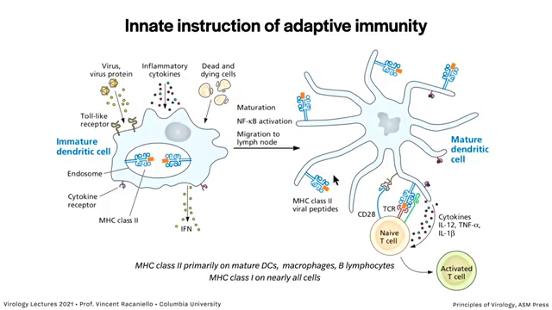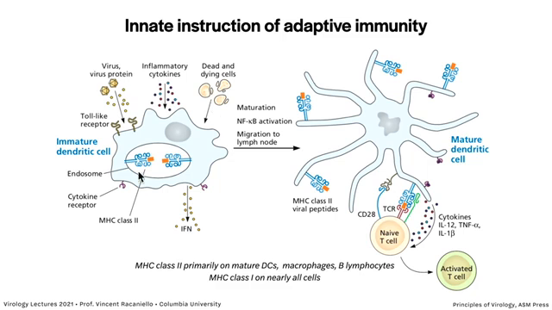So back to the dendritic cell, what I've labeled innate instruction of adaptive immunity. The dendritic cells, of course, patrol all parts of your body, and they are immature until they're activated. And they can be activated in a variety of ways. Toll-like receptors that they have on their surfaces and within endosomes can detect virus proteins, for example. They can pick up cytokines. They have receptors for cytokines, which are produced by the infected cell. They can pick up bits of dead and dying cells, apoptotic bodies, right, that are shed from dying infected cells, and they can ask whether there are viral antigens in them.